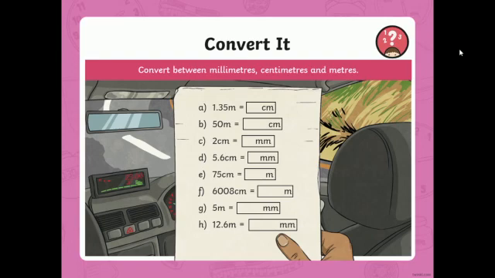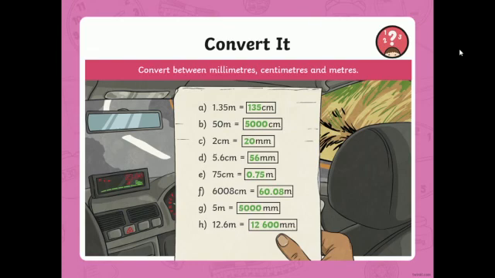So hopefully they weren't too bad again. Just those bottom two, like I said, 1,000 millimetres in a metre, so 5 metres is obviously 5,000 millimetres. 12.6 metres would be 12,600 millimetres. Hopefully you got on okay with those.